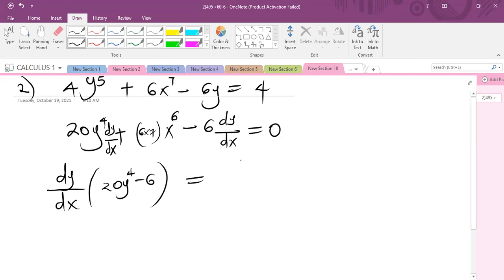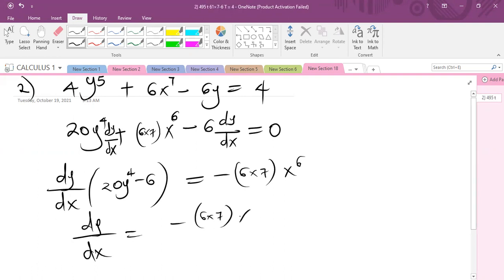So we have minus 6 times 7, x^6 on this other side. So if you want dy/dx, your dy/dx will be equal to minus 6 times 7, x^6, all this divided by 20y^4 minus 6. So basically that's it, guys, for implicit differentiation. That's how you go about differentiating implicit functions.